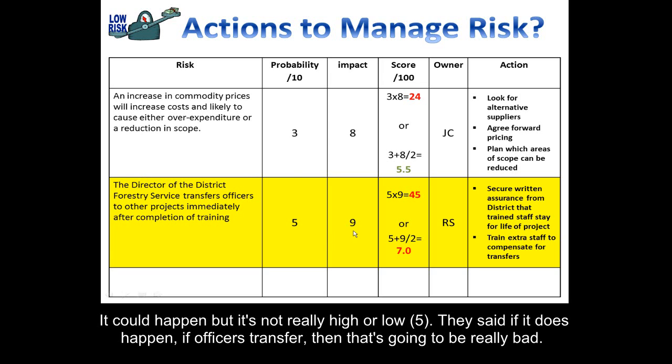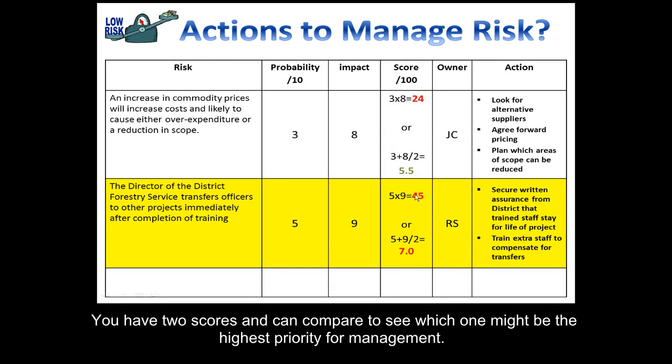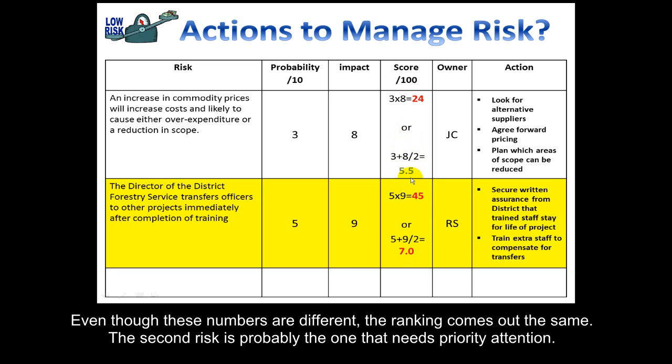But they said if it does happen, if those staff members do get transferred, that's going to be really bad, so they gave it a 9. Then you'll multiply 5 times 9 to get a raw score of 45, or you can do the mean score, 5 plus 9 divided by 2 equals 7. Now that you have two scores, you can compare the two risks to see which one might be the highest priority for management. So you could see that even though these numbers are different, the ranking comes out the same, so that this risk, the second risk, is probably the one that you need to give your priority attention.